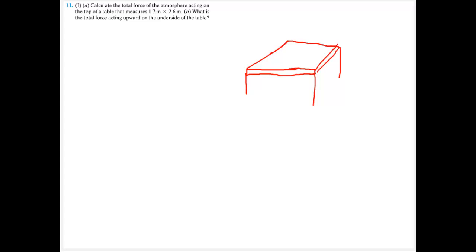Okay, these are the solved problems for Chapter 10. Take a second to read the problem. I've already drawn the table, and what we're asked to find is what is the force due to the atmospheric pressure that's pushing down on it, which we know is going to be 1.013 times 10 to the 5th pascals, where a pascal is a Newton per meter squared.